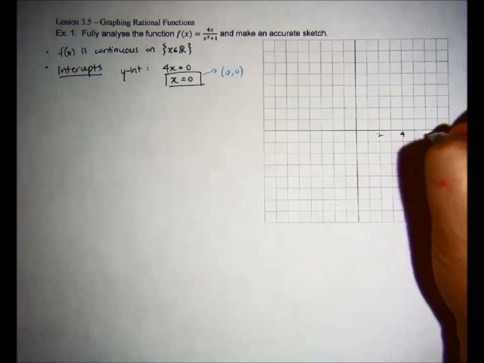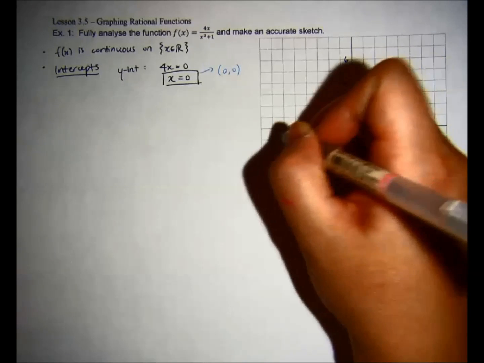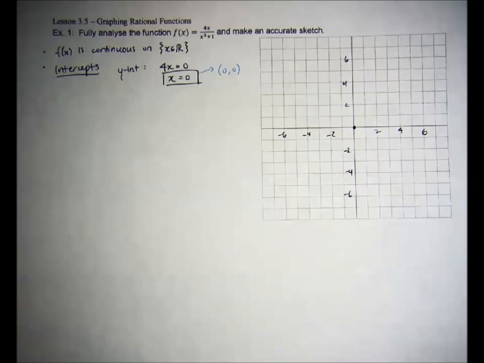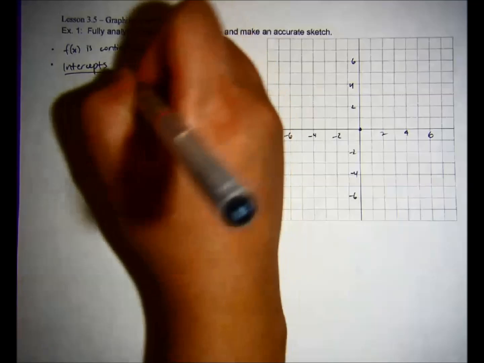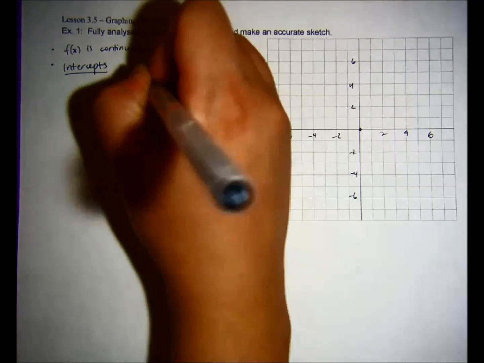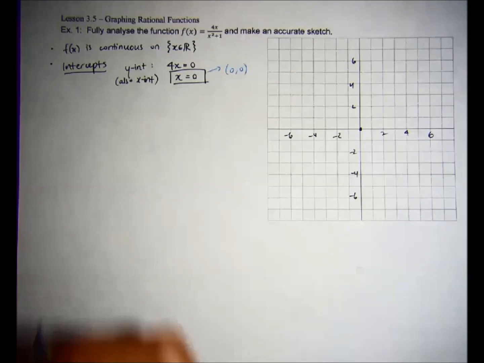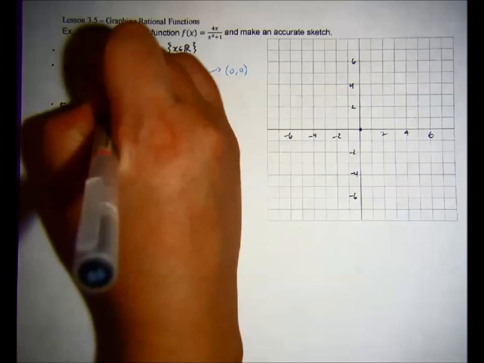So let me put my scale down, and then we can start plotting some points. So 0, 0, first of all, there it is. So in this case, the y-intercept happened to be the same as the x-intercept. Okay, now let's move on to figuring out the first derivative.